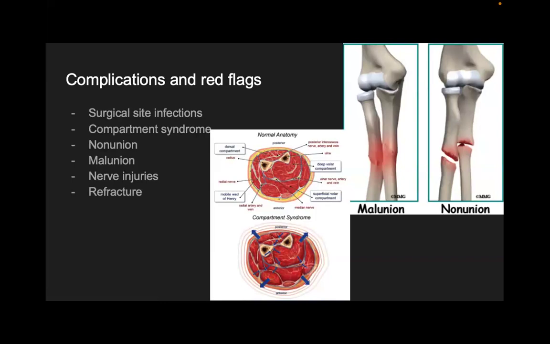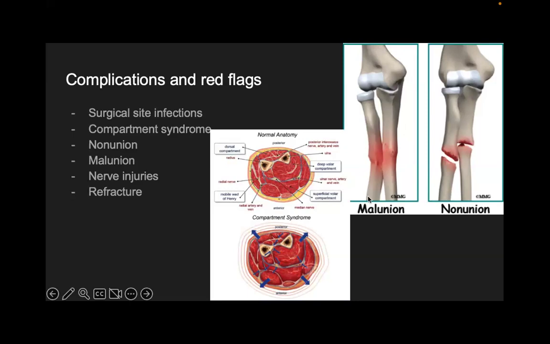Some complications of either closed reduction or ORIF, depending, is sometimes you could have malunion or non-union. Malunion refers to a fracture that has healed in a deformed position, or if it's shortened or rotated around the limb. It's obviously a cartoon image here, but you could see, instead of a nice straight bone, a little bit of a curve. Your bones are not supposed to curve like that.